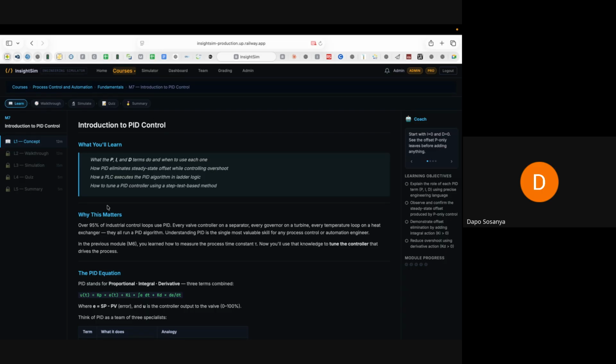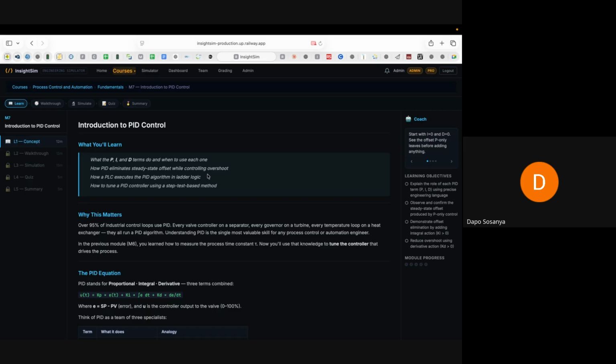So today, the platform is organized in concept, and then you have the walkthrough, you have the simulation, you have the quiz, and then the summary. So, what we hope you learn: what the P, I and D terms do, and when to use each one; how PID eliminates steady state offset while controlling overshoot; how a PLC executes the algorithm in ladder logic; and how to tune a PID controller using a step test based method.